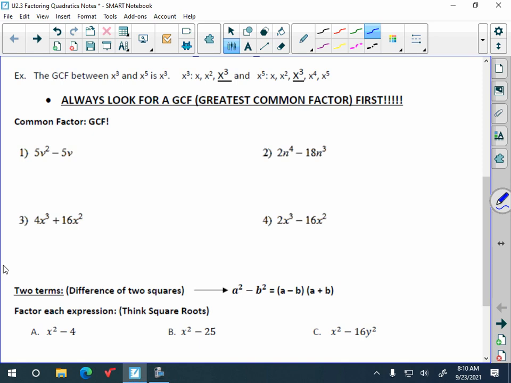So you've got to treat it just like we did here, x cubed and x to the fifth. How do we find the GCF of variables with exponents? Take the one with the smallest exponent. Well, what's the smallest exponent between v squared and v? V, right? V to the first is smaller than 2. So v to the first is the GCF between v squared and v. So the GCF between these two terms is going to be 5v.